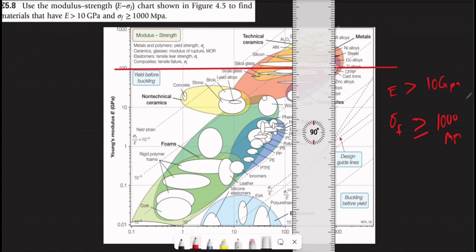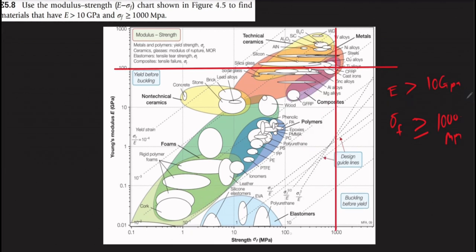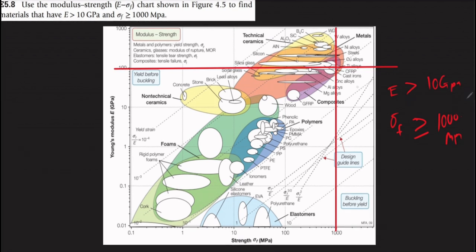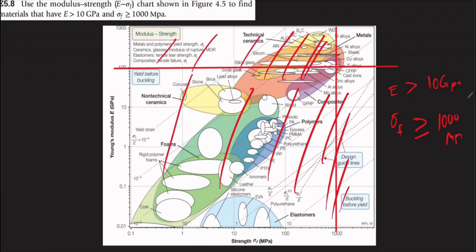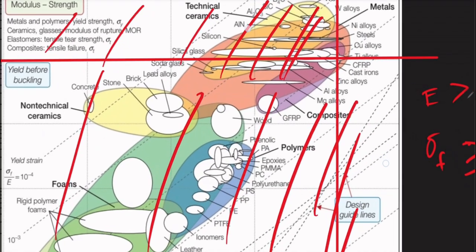Next, we draw a line for 1000 MPa, which is somewhere here. Once you draw a line at 1000 MPa, everything here, greater than 10 gigapascal, is out of the selection, and everything less than 1000 MPa, everything over here, is out of the selection. If we zoom in, we can see which materials passed.